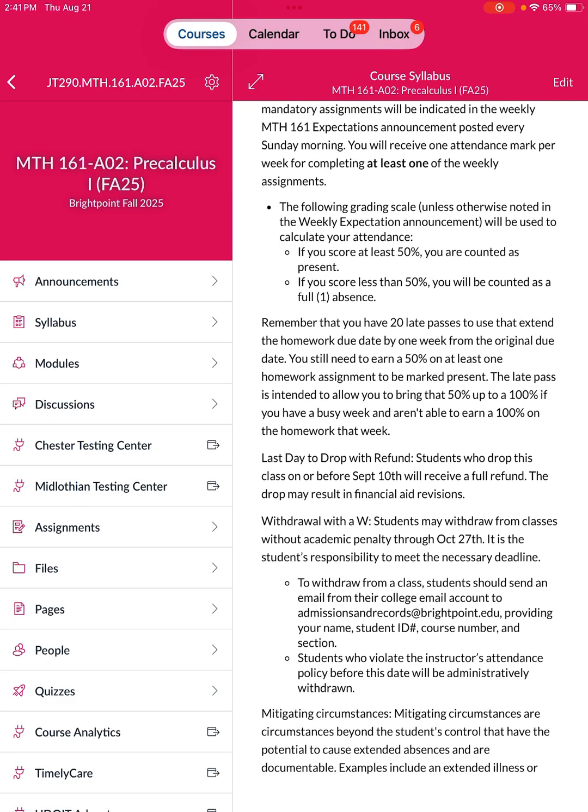Your 20 late passes do not count for attendance. So the idea behind the late passes is maybe you didn't have enough time that week, you did one of the 2 assignments up to 50% to get your attendance point. Now you want to use your late pass so that you can bring that 50% up to 100, or so that you can do the other one that you didn't touch at all. But you still got your attendance point because you did 1 assignment up to 50%.